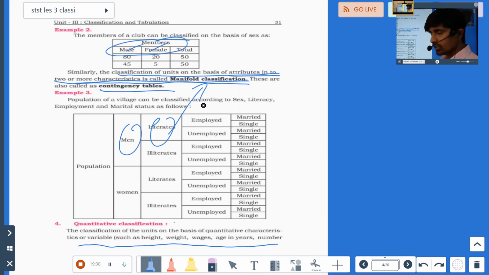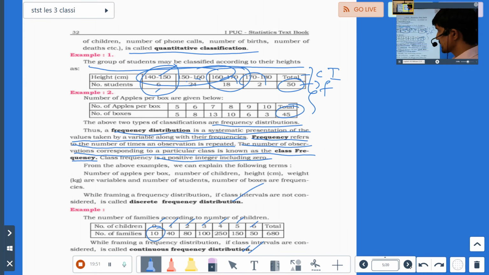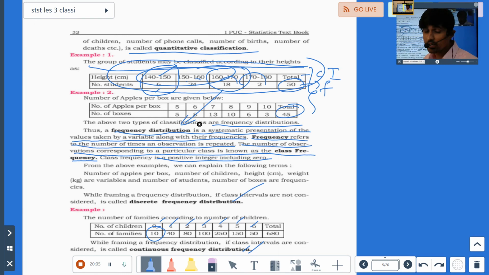And in quantitative, we'll classify on the basis of what? Height, weight, wages, or quantitative characteristics, which are also called as variables. Such classification is called as quantitative classification. And in that, what all we've learned here, this is also known as frequency distribution. What is frequency distribution? It is a systematic presentation of values taken by a variable with their frequencies.